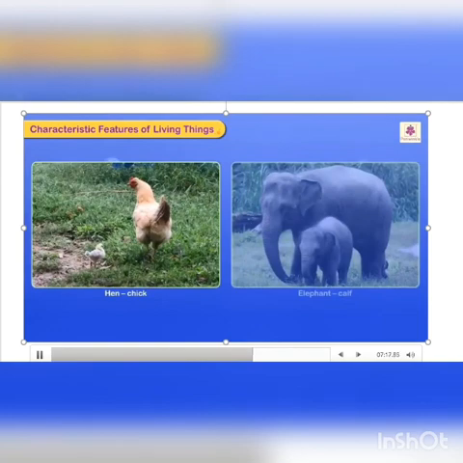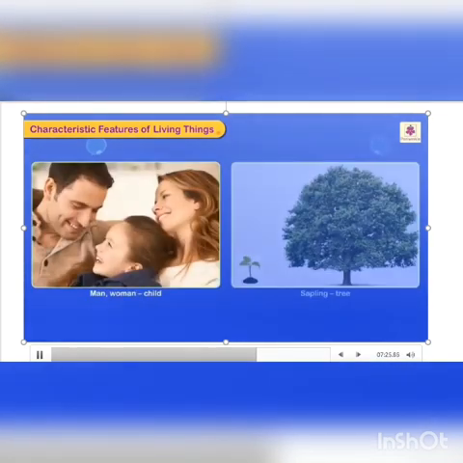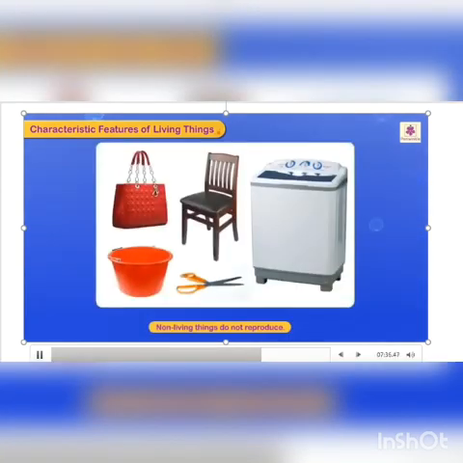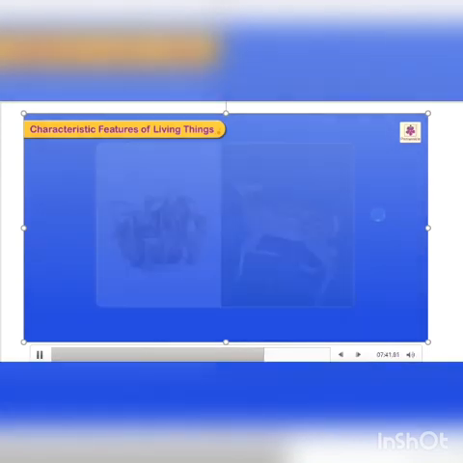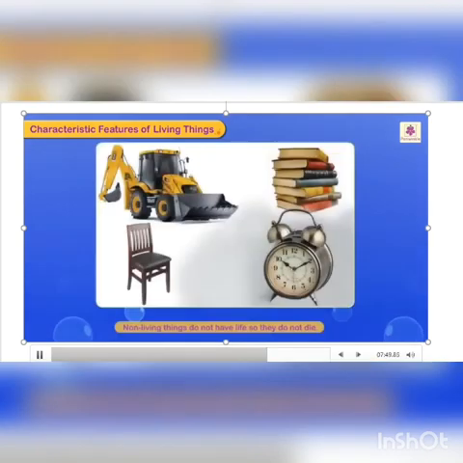Look at the mother hen. Elephant and its young one. Man, woman, and child. A sapling becomes a tree. Non-living things do not reproduce. Living things have a lifespan, after which they die. Non-living things do not have life, so they do not die.